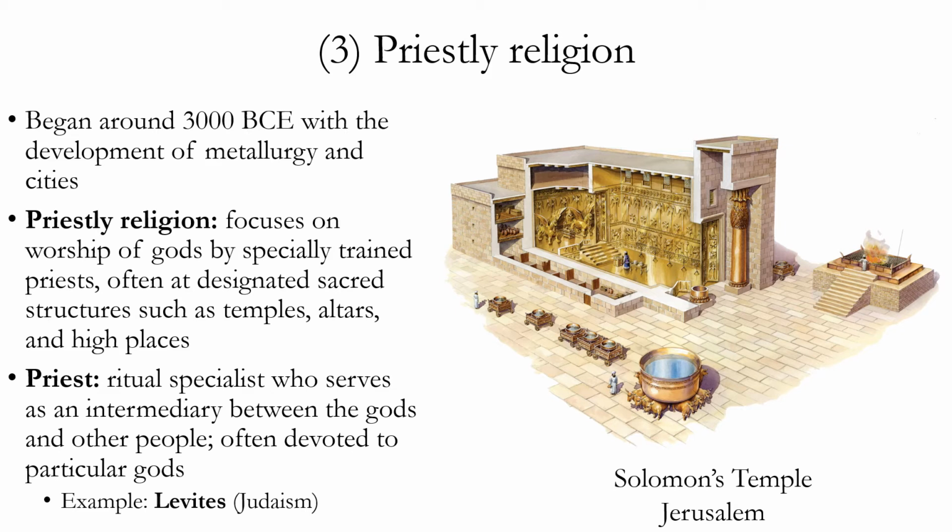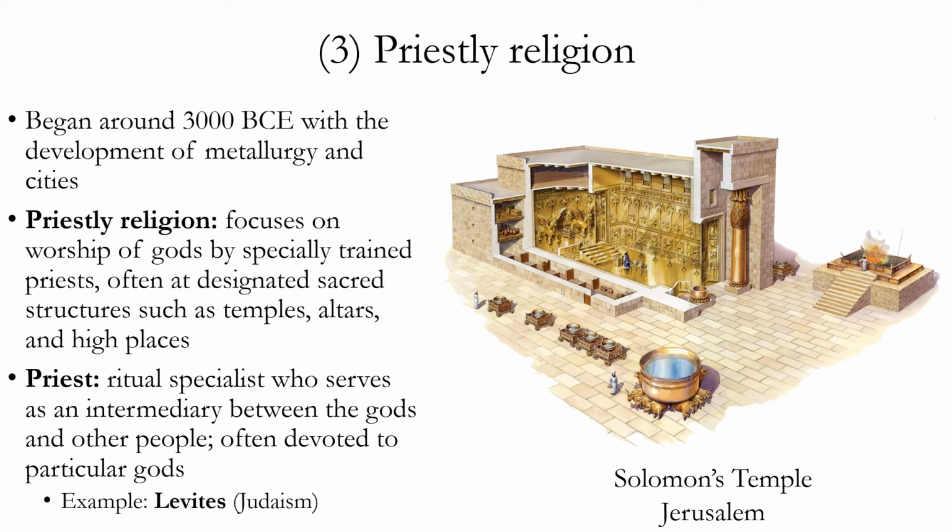So we can date priestly religion from around 3000 BCE with the development of metallurgy, such as bronze working, and cities. So these are societies that are still getting their food from farming and raising livestock like the Neolithic period, but they have a new technology, working metals for tools and weapons, and they're starting to build larger cities.